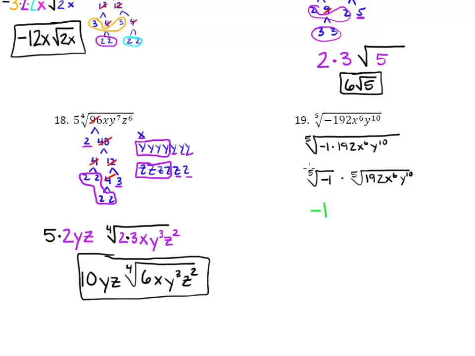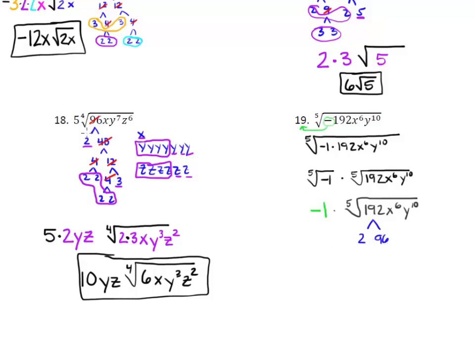Moral of the story is this: if it's an odd index, like 3, 5, 7, 9, 11, whatever, then that root of a negative number or negative 1 is negative 1. So really up here, we could have just brought this negative outside because it's going to come out and become a negative 1. Now we have all this other garbage to worry about, this fifth root of 192 x to the 6th, y to the 10th. So let's break up the 192. 192, it ends in 2, so it is divisible by 2. 192 divided by 2 is 96.